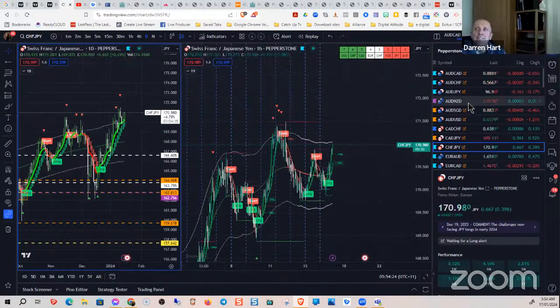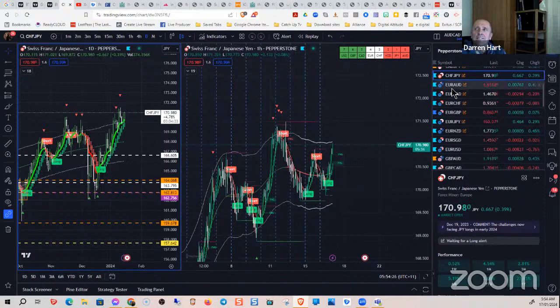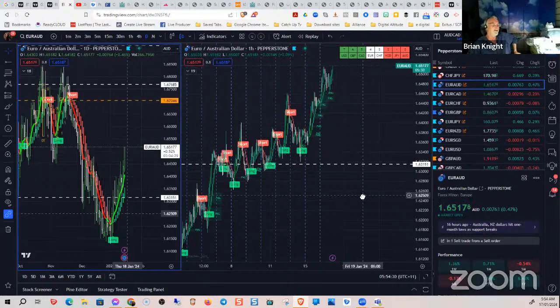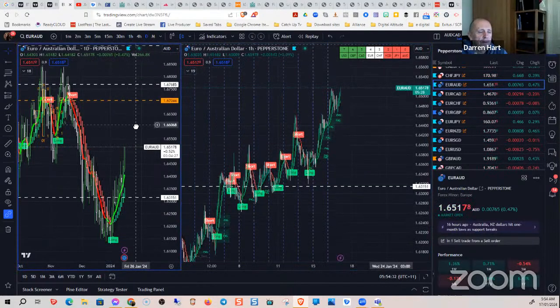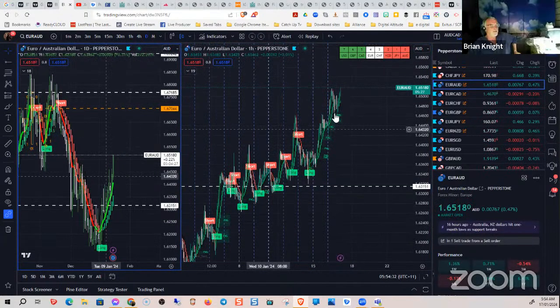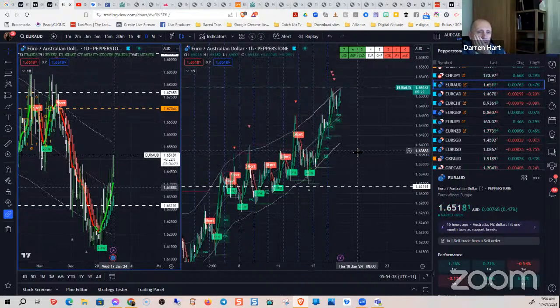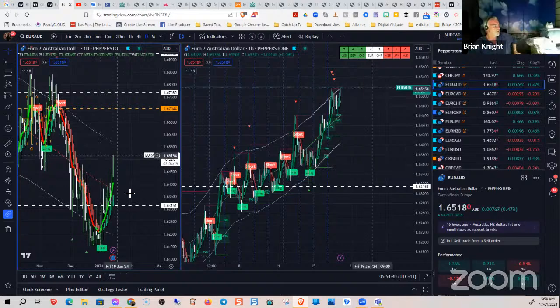Anyway, all right, let's look at these euros. Euro AUD. Oh gosh, now I am kicking myself. I never got into this one yesterday. Look at the push up there. And it's still pushing up, right?